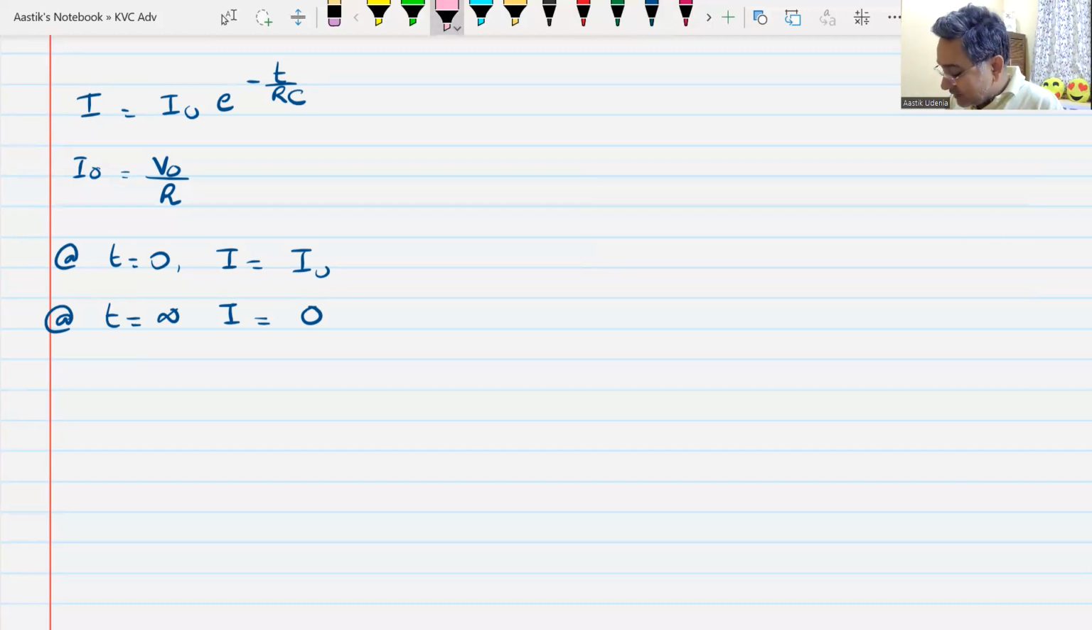Now, when I'm saying time t is equal to infinity, this infinity could actually be as small as 1 second. The time that the capacitor takes to charge is very small, maybe even milliseconds or microseconds. Remember, the capacitor never gets completely charged because it's an exponential curve. An exponential curve never reaches its maximum value; it always tends towards it.